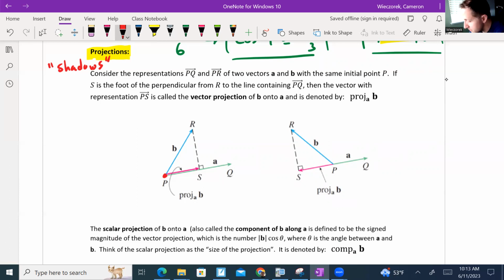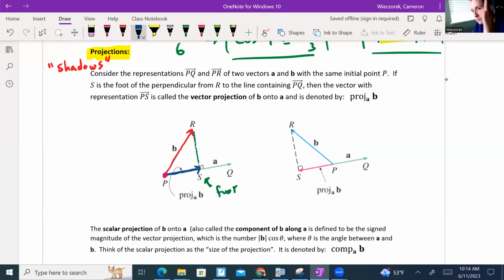If S is the foot, meaning the bottom of the perpendicular from R, which is the ending of the first vector, I'm going to outline that in red. If I drop a perpendicular straight down, S is what's called the foot, the bottom of that perpendicular. So S is the foot of the perpendicular from R to the line containing vector A, PQ. Then the vector that starts at P, where both vectors began, and ends at the foot of that perpendicular, is called the vector projection of B onto A.